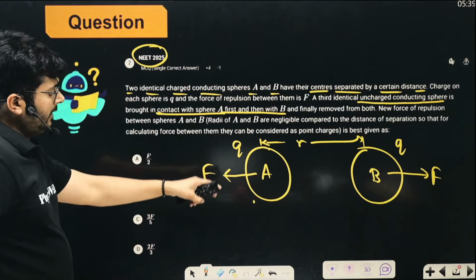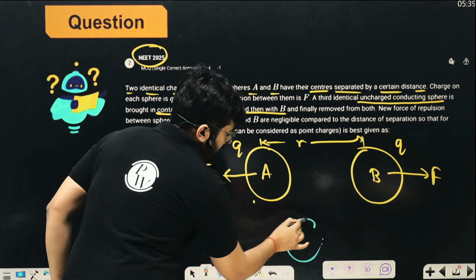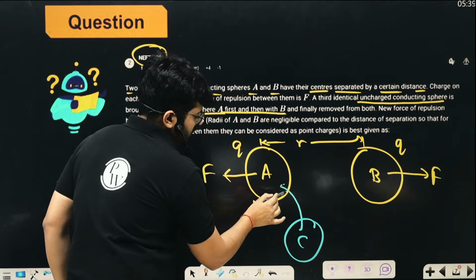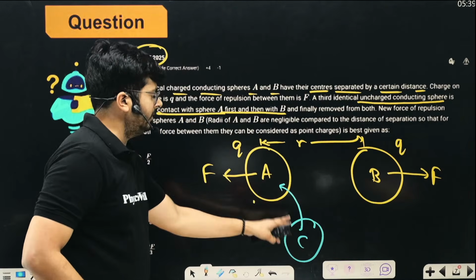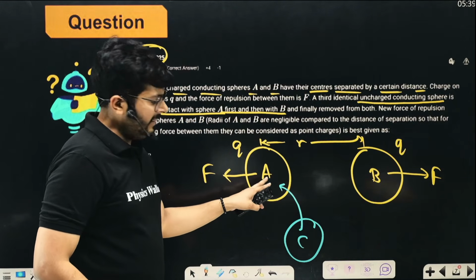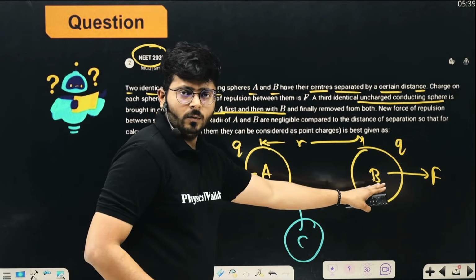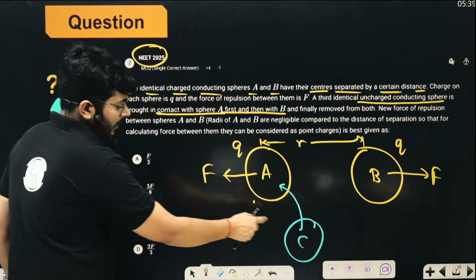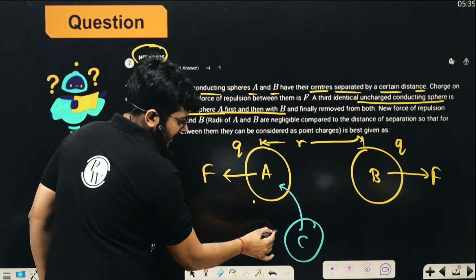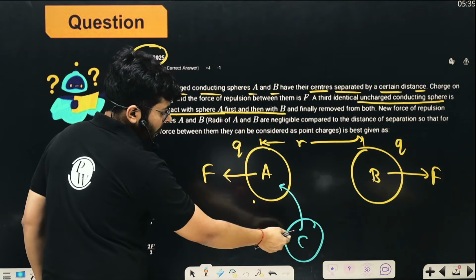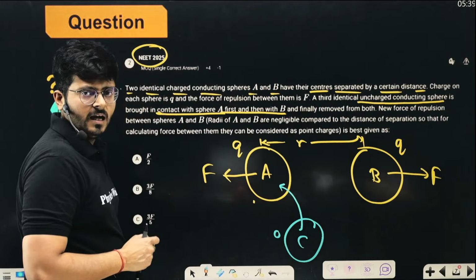Now understand that this is the third sphere. You keep this third sphere, which has the same radius, in contact with this one, and then you remove it. After removing it, you put it in contact with the second one. Think about it: initially it was uncharged, so it has charge 0, and this one has charge Q. When you put them in contact, the charge will be divided in half.